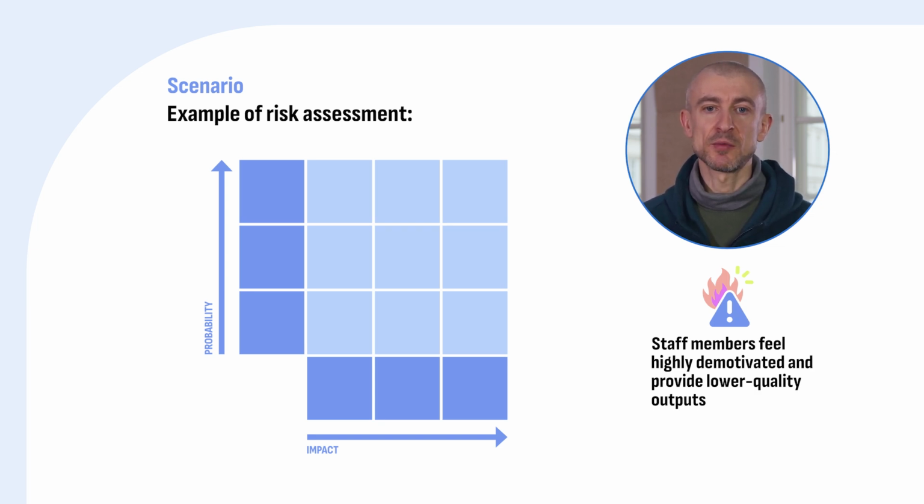They provide lower quality outputs and results because they are overstretched and not able to work at the best of their capacity. We would say the probability of this threat is medium, as this has not happened so far, but the increased workload might cause it. This event could be quite disruptive to the quality of work of the organization, so we would also assess the impact of this event as medium. Hence, this could be assessed as a medium risk.